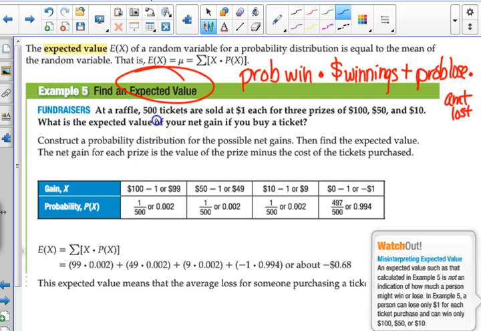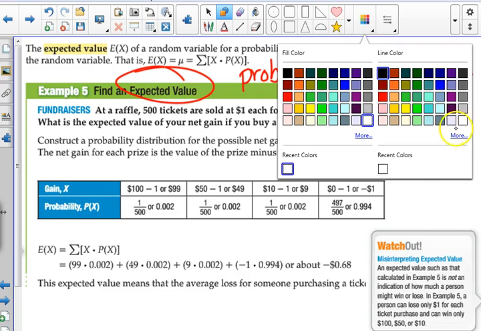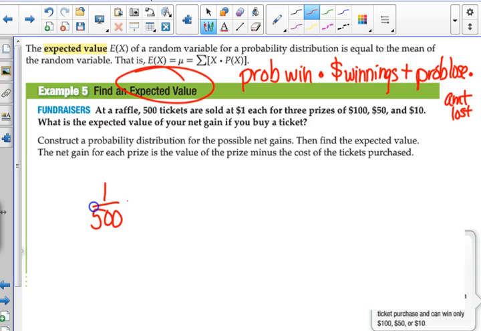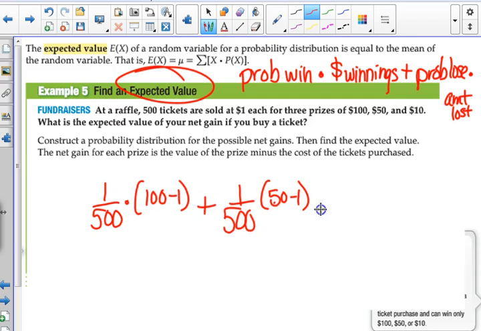This is what we're going to do. The probability that you win. Well, one person, just a second, really quick. Make room to write on this slide. I want you to just look at that. I want you to think about what we're doing here. There's a one out of 500 chance that you win how much? $100. But do you really win $100? Because you bought a ticket, right? There's a one in 500 chance that you win $50, which would be 50 minus one, or 49.